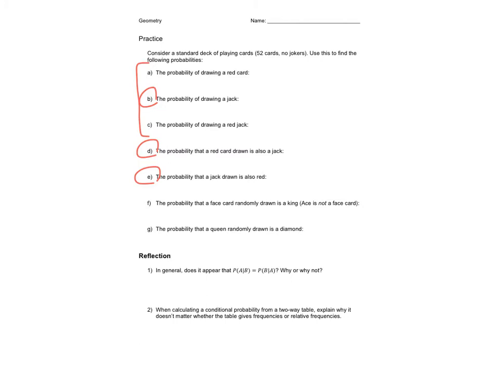So the probability of drawing a jack. So consider how many cards there are in a deck. It tells you right there. So there's 52 cards, 4 of them are jacks. That reduces to 1/13. So that would be your answer for letter B. So there's no conditional probability here. It's just more of a basic probability question.